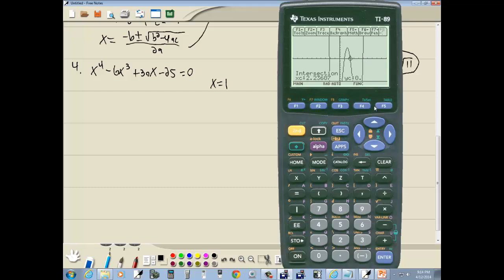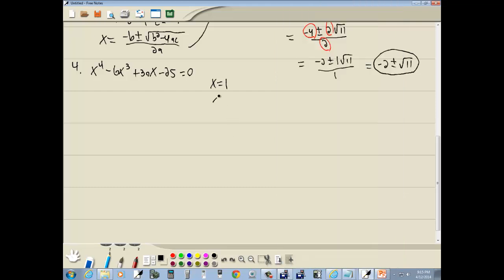So I'm going to do my F5, choose 5 for intersection. Enter our first curve, enter our second curve, lower bound. I want to be to the left of that answer, which right there is fine. Press enter one time. Upper bound, I want to go to the right of it and press enter. And we get 5. Okay, well, we got 2 answers. It'd have been nice if we got all of them, but we take what we get.